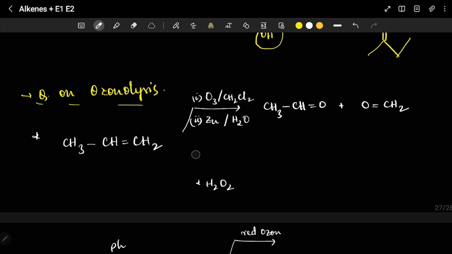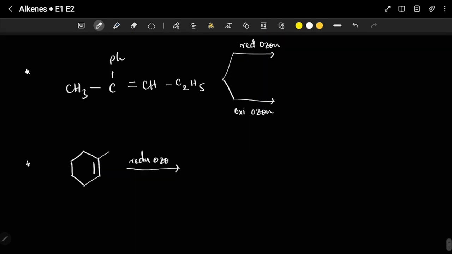Let's not discuss oxidative ozonolysis here because it's going to be an ambiguous question. So here you can see reductive ozonolysis directly. CH3CH double bond O and double bond O CH2 are formed. This is a reductive ozonolysis. Now let's see the next question.